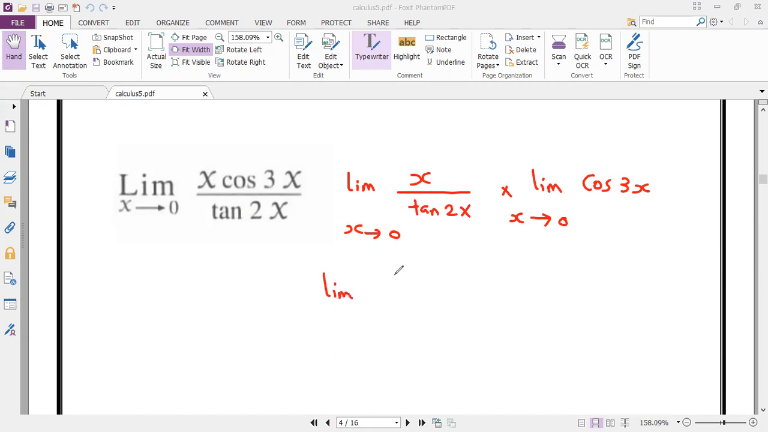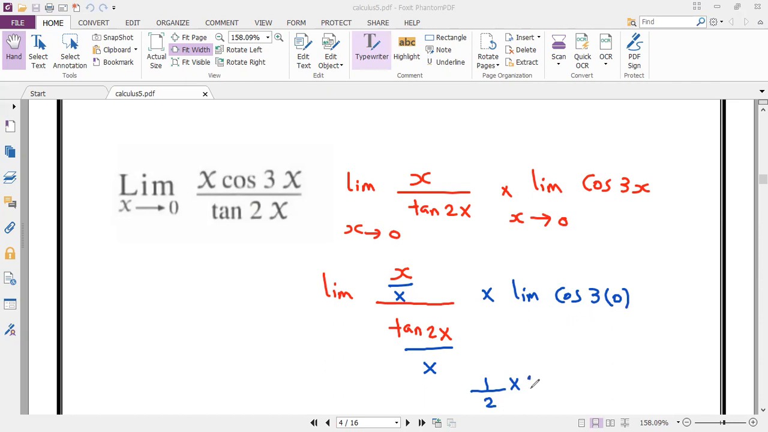So that is going to be the limit of x over tan 2x. You'll divide here by x at the top and x at the bottom, multiplied by the limit of cosine 3x, with x tending to 0. So the first limit, x divided by x, is going to be 1 over tan 2x over x. We'll apply the rule, which gives 2, multiplied by the limit of cosine 3 times 0, which is cosine 0. And you know, cosine 0 equals 1. So it's a half times 1, which is half.